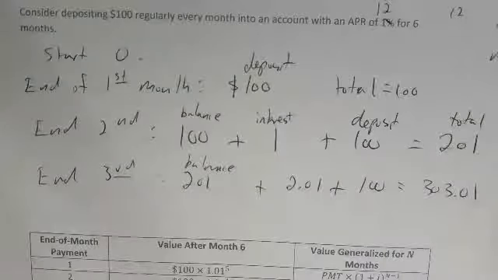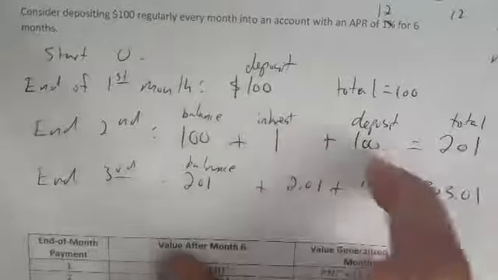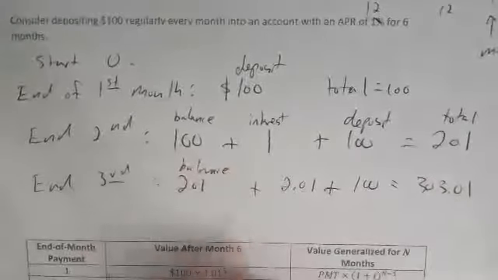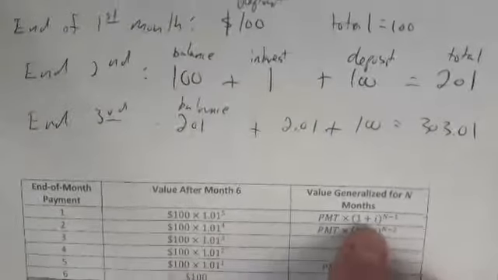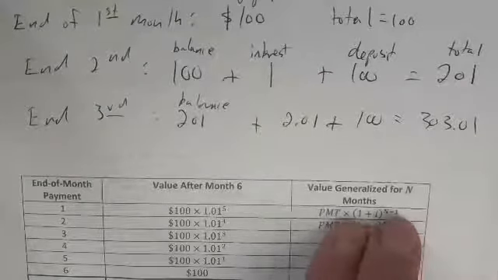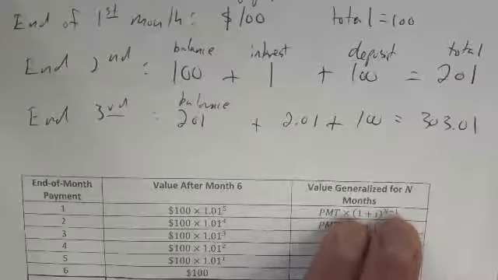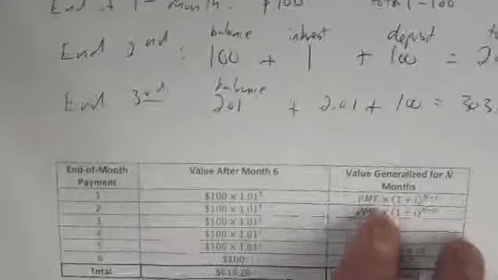If I look at each individual payment, like this $100 deposit at the end of the first month, I can trace this deposit. I'm depositing $100, and it's getting the 101% treatment, just like when we did compound interest. So you might notice this looks kind of familiar.